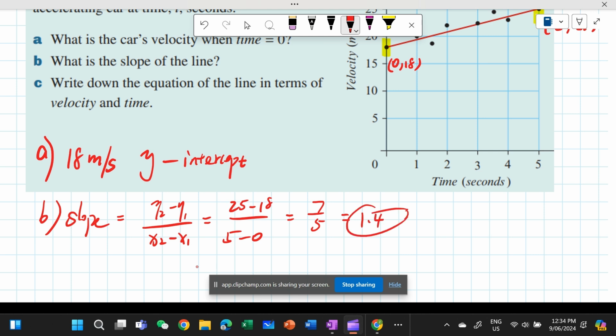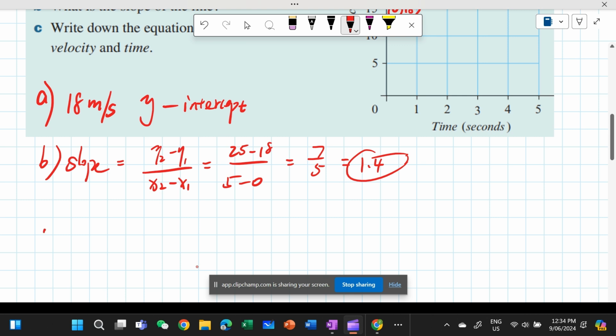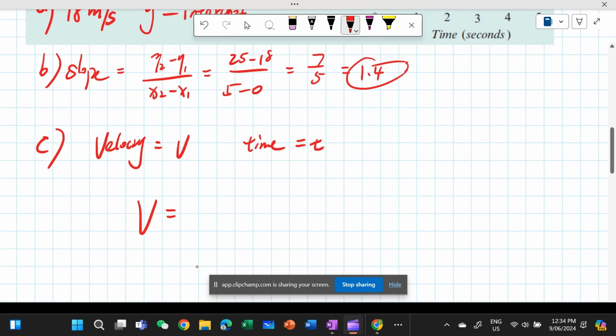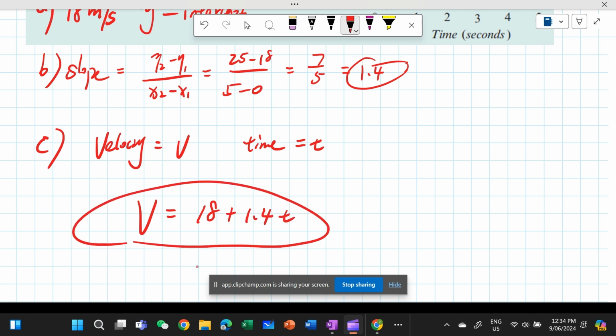Question C, write down the equation of the line in terms of the velocity over time. So velocity equals v and time equals t. So what we do is we say v equals 18 plus 1.4t. That is the equation.